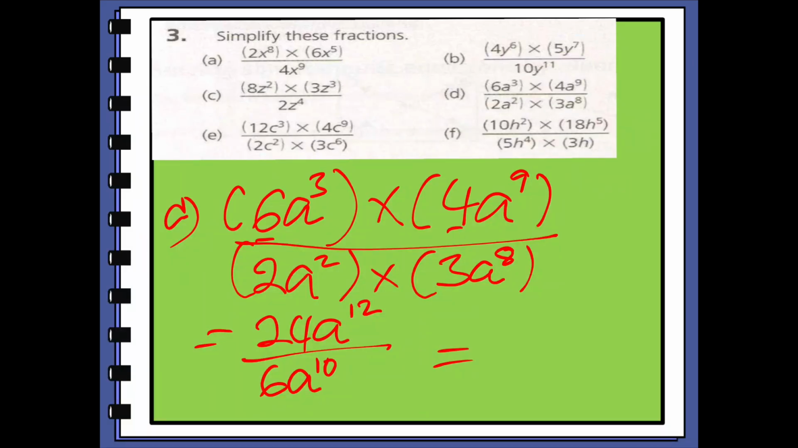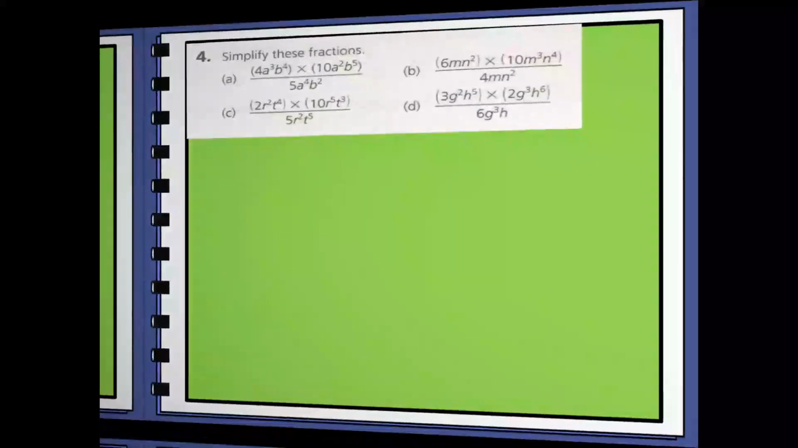Now it has turned into division, meaning we do 6 into 6, 1, 6 into 24, it goes 4 times. So for the bases we have 4, and we also have an a. Then to find the power of a, we do subtraction because there's a division line. So 12 minus 10, that is 2. So our answer for D is 4a to the power 2. You can do the same for E as well as F. Okay, then we go to number 4.